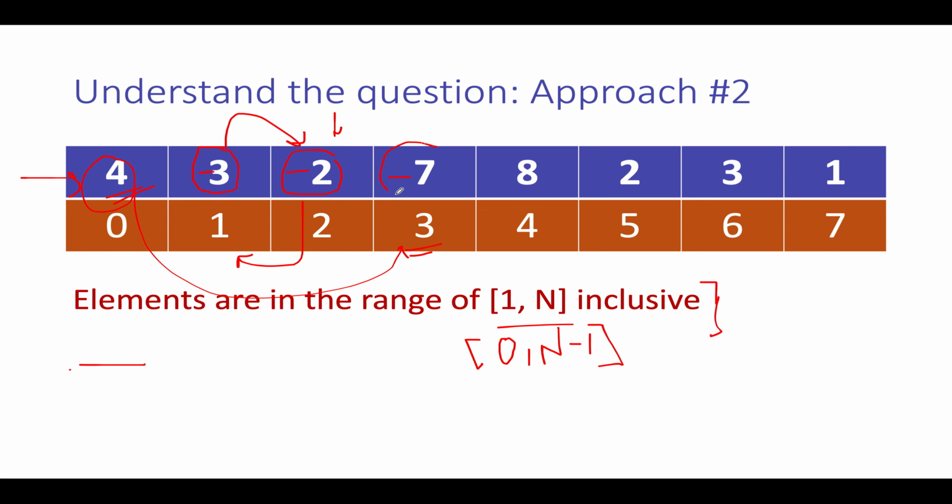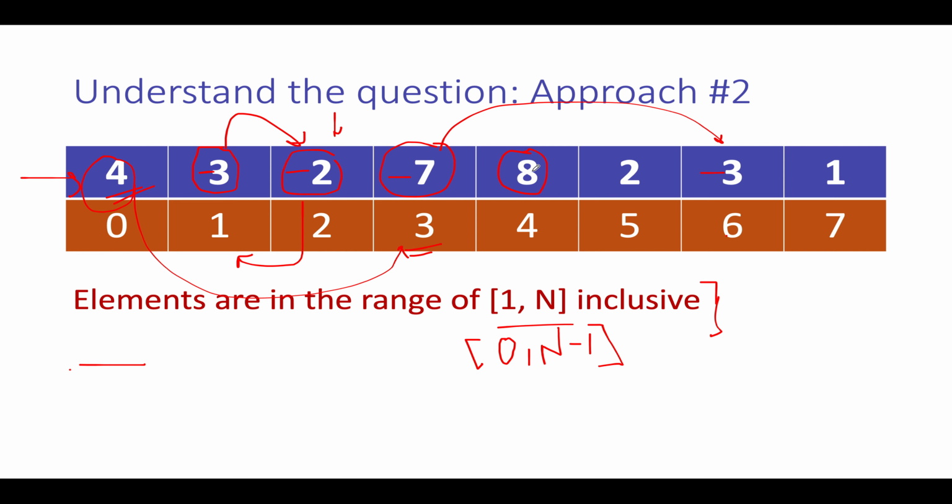Let's continue the process. Next we have is 7 minus 7. So you'll take the absolute value, you'll subtract 1 from it. 7 minus 1 is 6. So you'll jump on to 6 and you will negate it. So this gets negated.